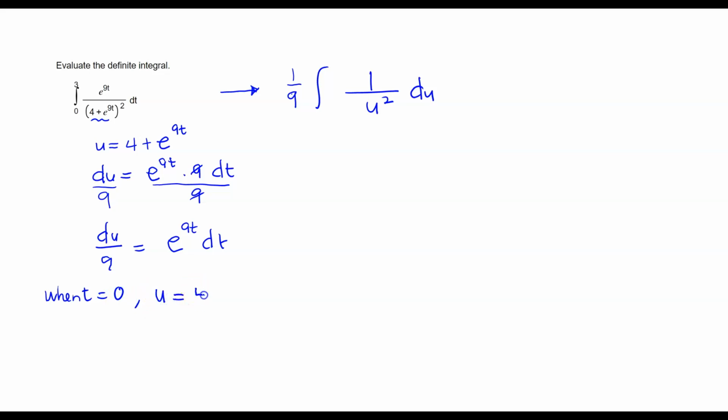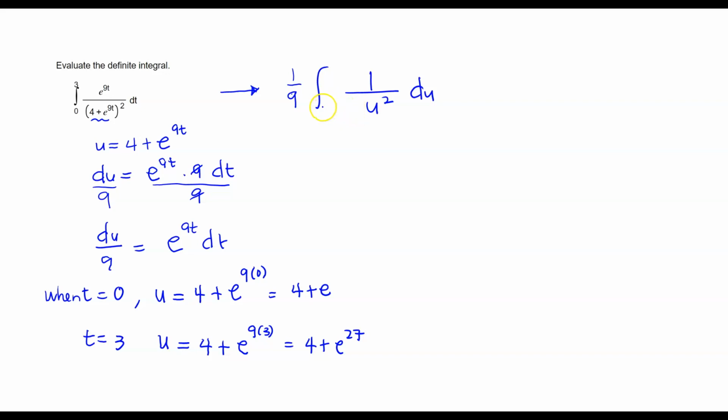u is equal to 4 plus 9 e to the 9 times 0. 9 times 0 is 0. e to the 0 is 1. So that is just 4 plus 9. And then when t is equal to 3, you will have u equal to 4 plus 9 e to the 9 times 3. So this is just 4 plus 9 e to the 27. All right, so that would be your u. So these are your new limits of integration.